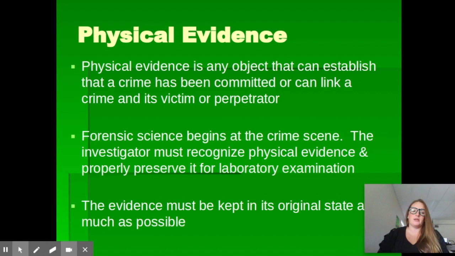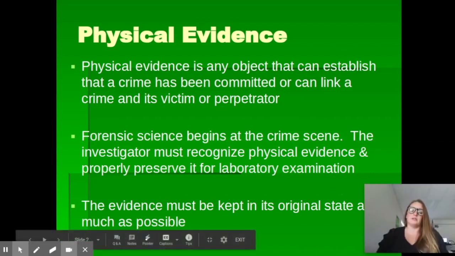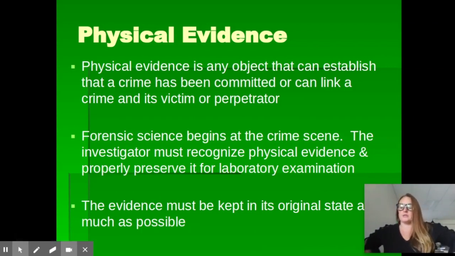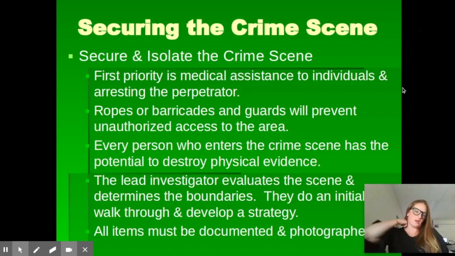Forensic science begins at the crime scene. The investigator must recognize physical evidence and properly preserve it for laboratory investigation. The evidence must be kept in its original state as much as possible. So obviously we don't want to be messing with it, changing it, making it look different in any way, shape, or form. We want it to be exactly the way we found it at the crime scene.